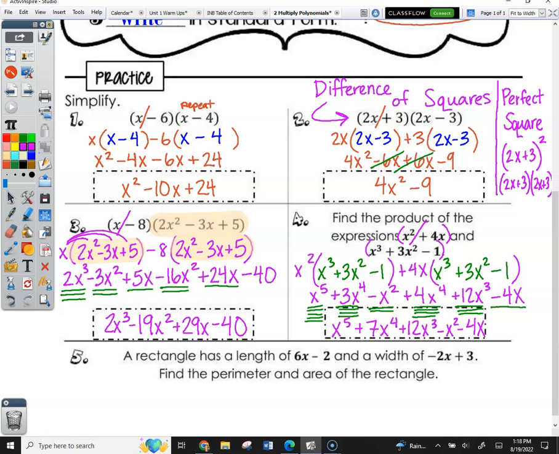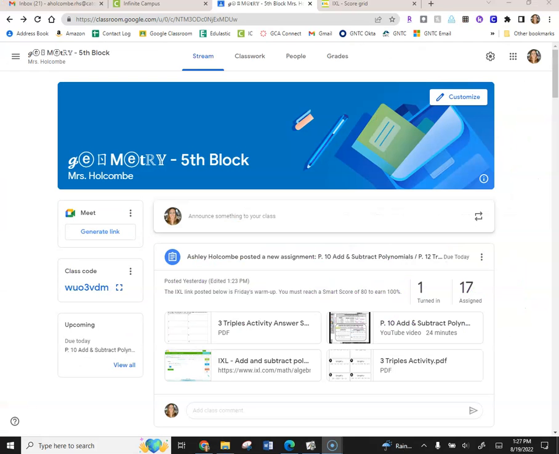Okay, go to page 12. Number 5 on here we're going to save for another day, for Monday. Go to page 12. And at this point now, you should be able to do all 30 questions.